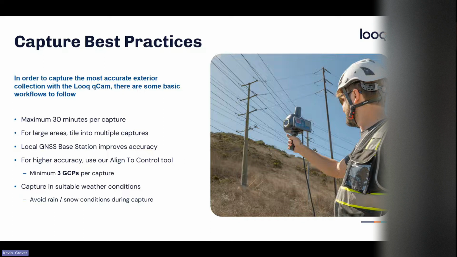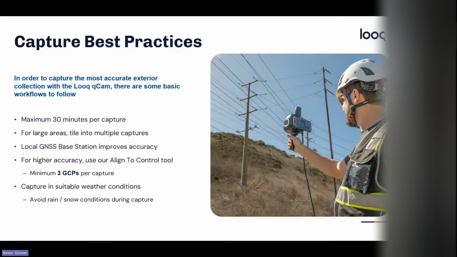The last one, of course, is capture in suitable weather conditions. Of course, being image-based, we want to avoid capture in rain and snow conditions. You can capture when it is wet on the ground or even in a very light rain. The problem is just we can't have a lot of adverse weather conditions that are impacting the actual collection, like water droplets being collected on the device itself. But snow cover is definitely possible, and we're working on this as well to improve where we can use this in different weather conditions.